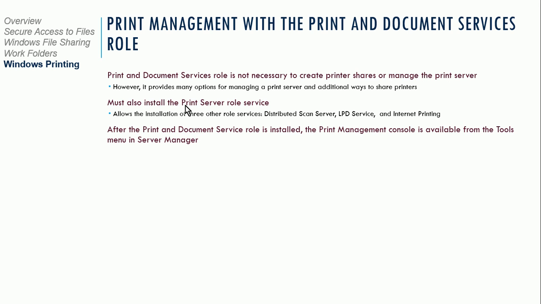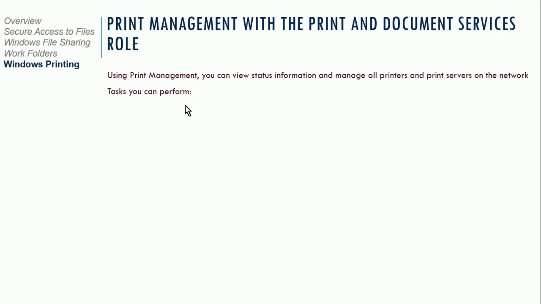And after the print and document service role is installed, the print management console is available from the tools menu in the server manager, which we've looked at previously in week 2. We looked at that. So using the print manager, you can view the status information and manage all of your printers and print servers on the network.